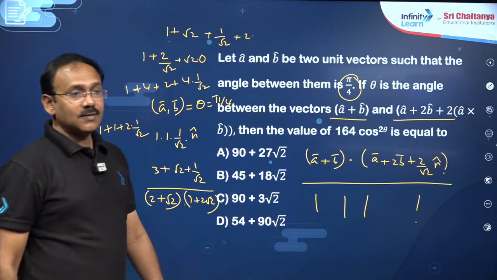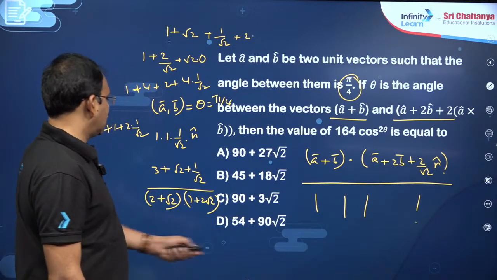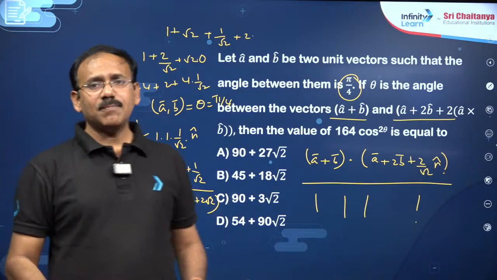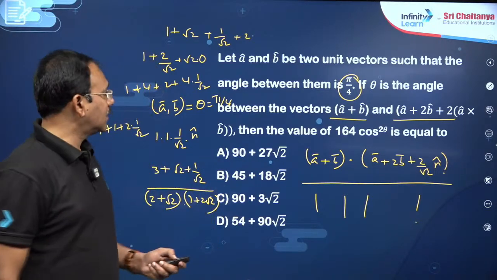So, my dear friends, this is the point, you just simplify this, you will get the answer. That's it. So, this is how you just apply the basic properties, you will automatically get the results, my dear friends.